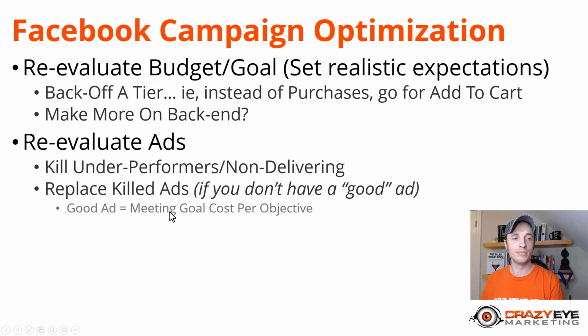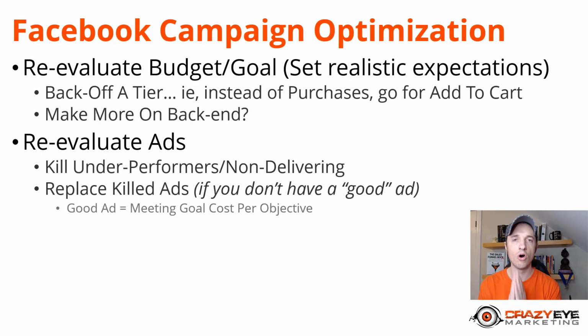And a good ad is meeting your goal cost per objective. So if I wanted $10 per purchase and I have an ad in there that's generating purchases for $8.73, well, then that is a good ad because it's generating the result that I want. I want $10 or less per purchase. That ad is providing me that. That's a good ad. So I'll cut off the other ads and let my good ad run. So that's how you go ahead and evaluate your ads.